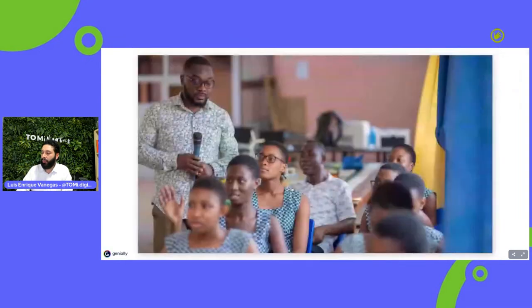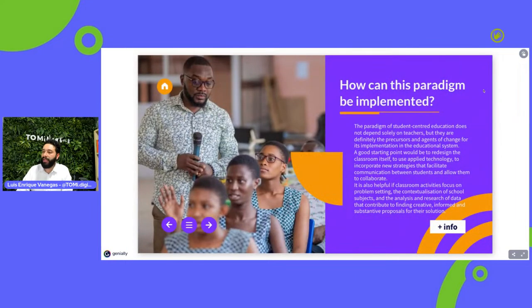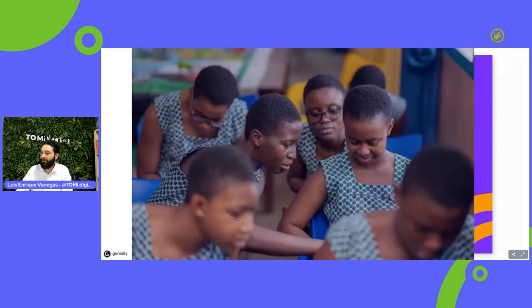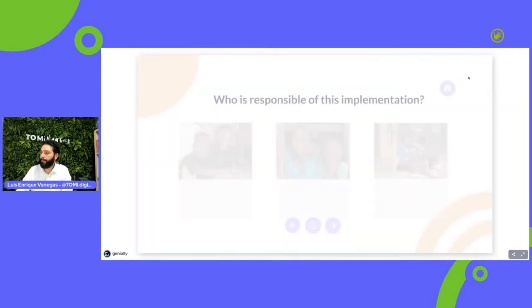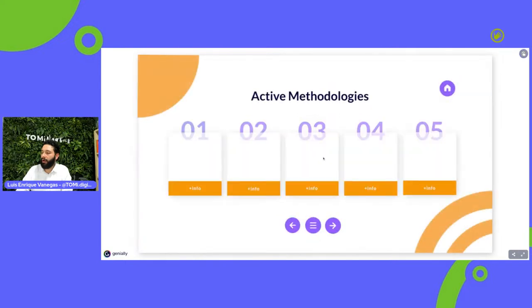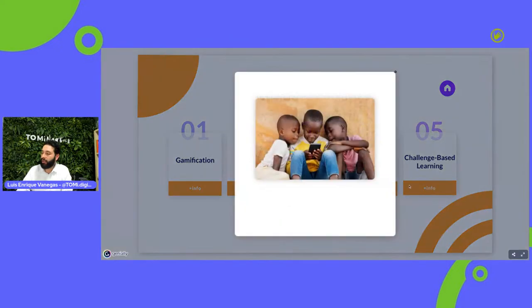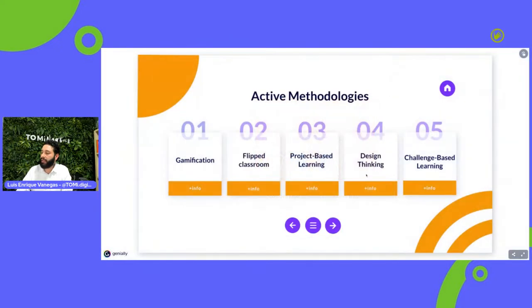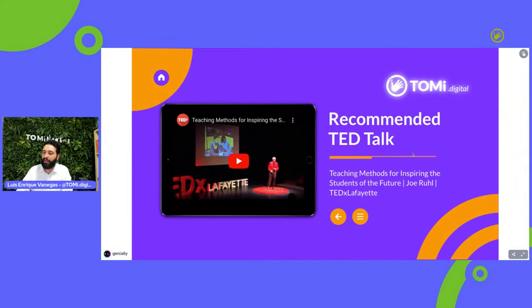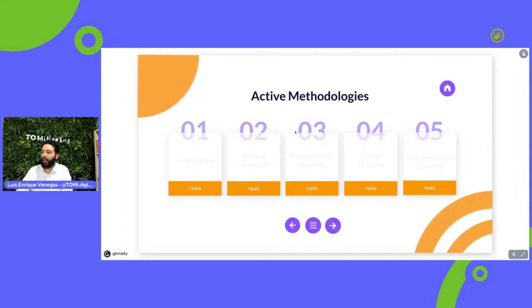The last workshop was focused on this question: how can this paradigm be implemented? And we covered some active methodologies that we're about to see over here. There you go, active methodologies. For example, gamification, flipped classroom, project-based learning, design thinking, and challenge-based learning. If you want to know more about that, just click on the info button and you will get some extra information to get ideas on how to develop these elements. We are also recommending some special talks, for example, a TED Talk, some videos, podcasts, and different resources that you can visit in order to get a better idea of this implementation.